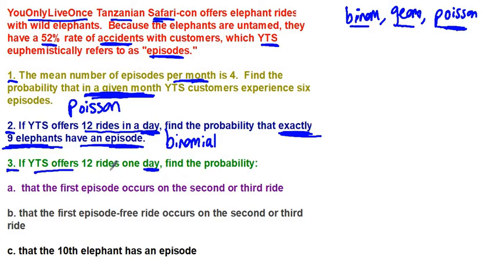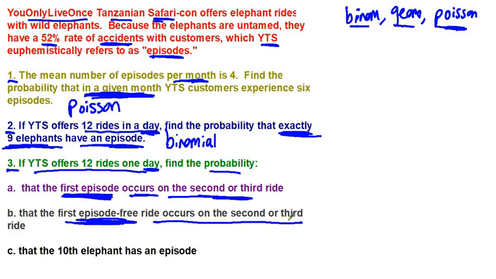So the last one says if they offer 12 rides in a day, find the probability that the first episode, in other words, the first success, occurs on a certain trial: on the second or third. Okay, and then this is a little bit tricky. The first episode free ride occurs on the second or third. And then finally that the first episode occurs on the 10th. So let me show you how to do each of these. Again, I encourage you to pause it and give them a try yourself before checking the answer.